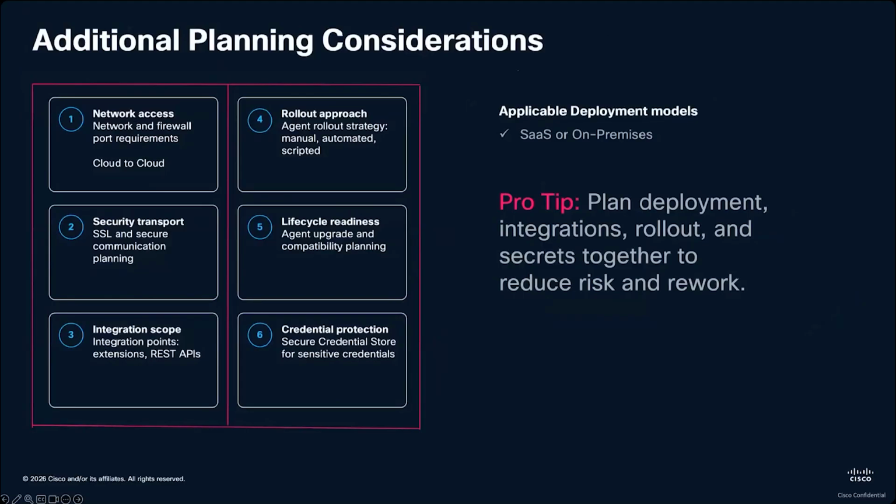Additional planning considerations. Consider your deployment model, SaaS or on-premise, as this can affect your planning. Ensure network and firewall ports are open for connectivity. Plan for SSL and secure communication to protect your data. Review integration points like extensions and REST APIs, and decide on agent rollout strategies: manual, automated, or scripted. Also plan for agent upgrades and compatibility in the future.